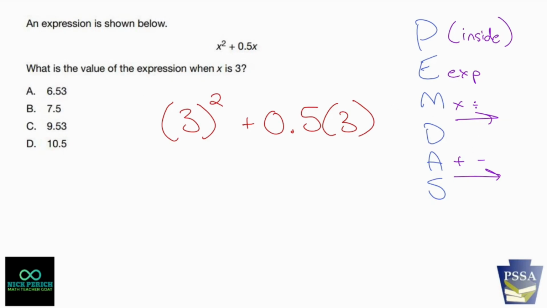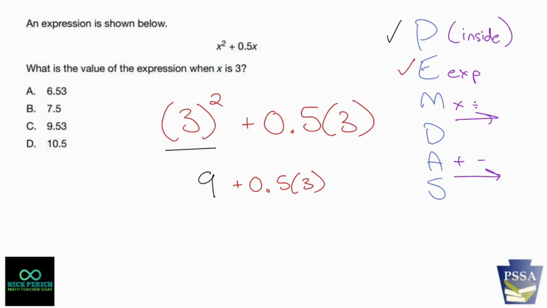Now, PEMDAS says let's do everything inside the parentheses first. We do have parentheses, but there's nothing I can do inside them, so that step is done. Step 2 is the exponents. I do have an exponent. 3 times itself is 9, so this becomes 9. Then you drop down what's left over, plus 0.5 times 3. Are there any more exponents? No. Now we look for multiplying or dividing.